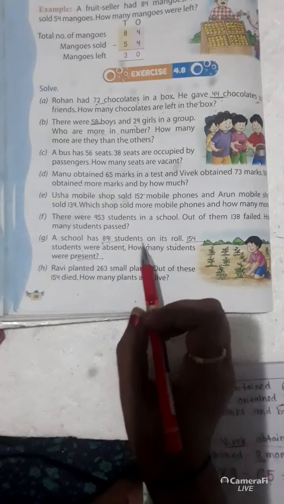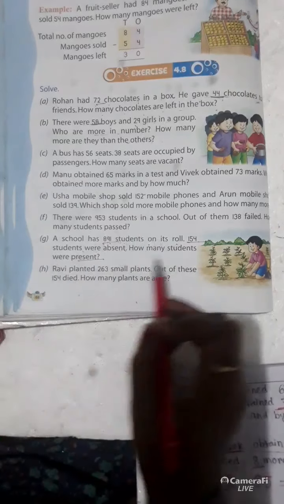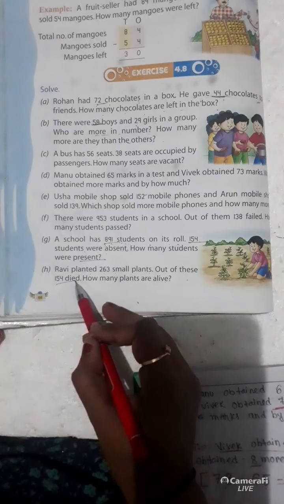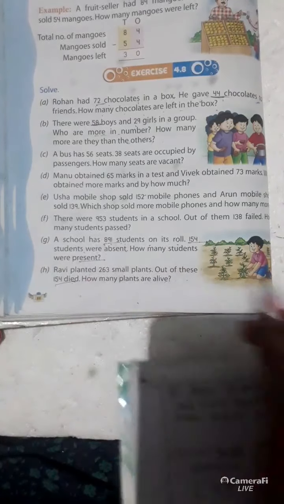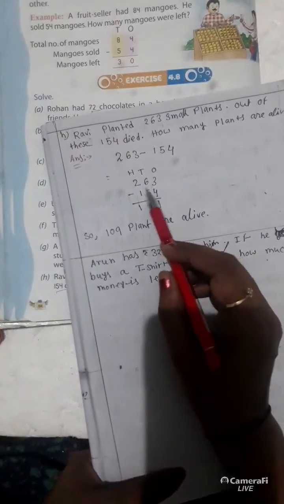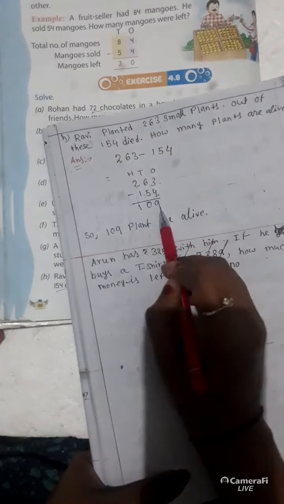Next one, Ravi planted 263 small plants. Yes children, it's very good to plant trees. You also must plant trees. Out of these 154 died. Oh my God, very sad. So 154 died. How many plants are alive? So I will simply subtract it. 263 minus 154. The answer will be 109.